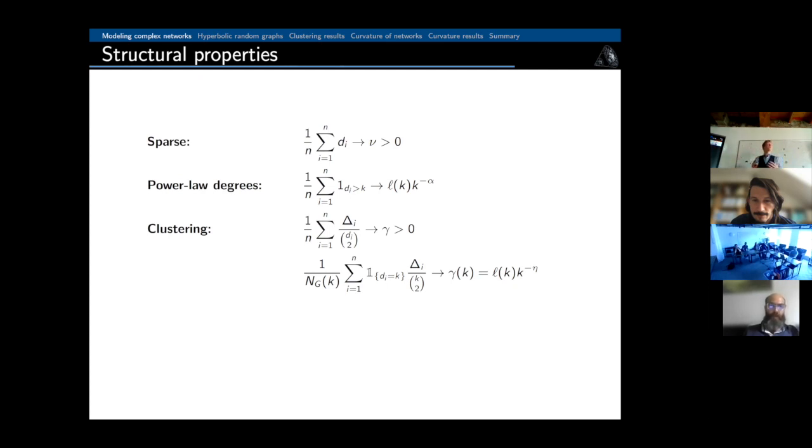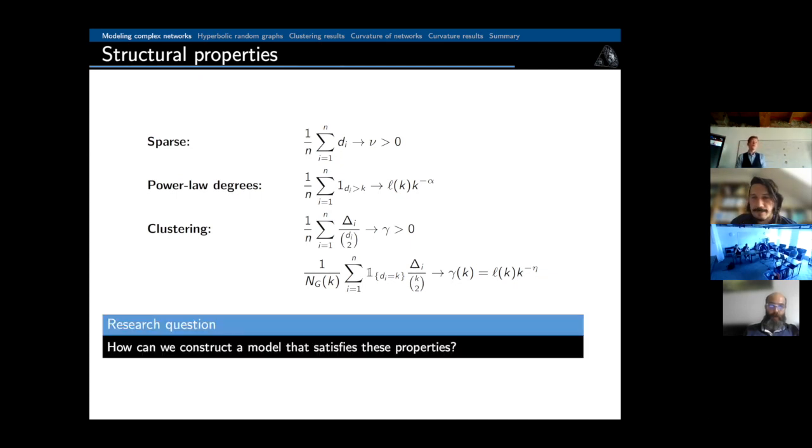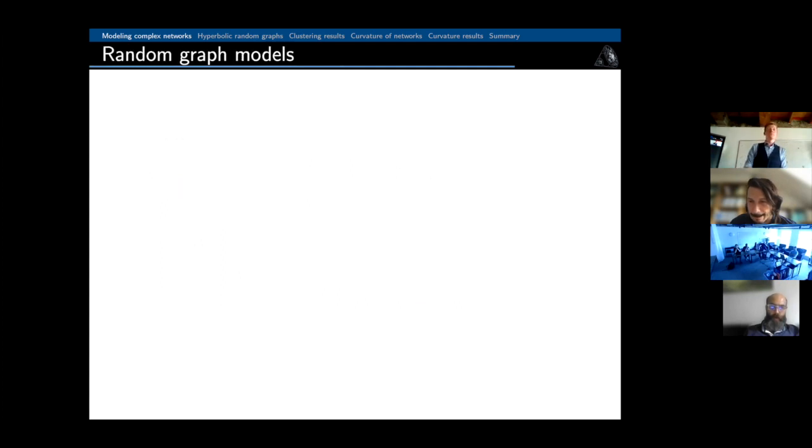Can we build a model for these properties? And that is sort of a baseline. I mean, this is something we see in many networks. So if you want to build models that are relevant for specific given systems, we should at least be able to somehow model these properties together. So this gives us the question: how can we construct this model? And it turns out to be already sort of challenging.